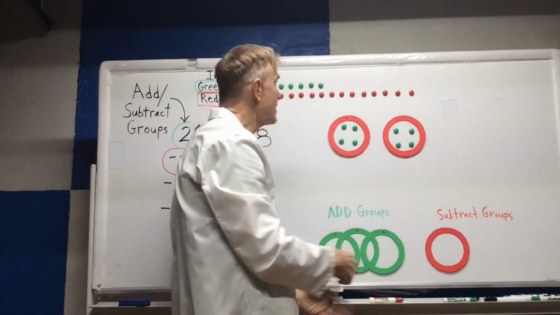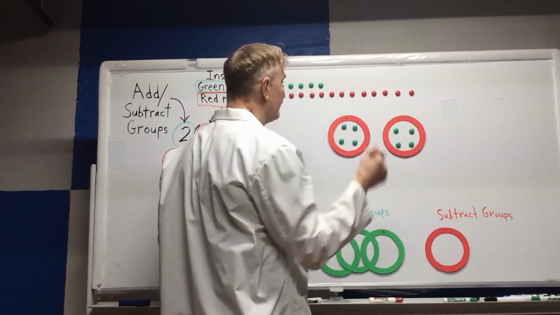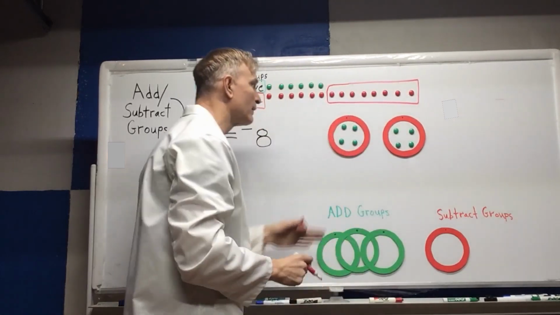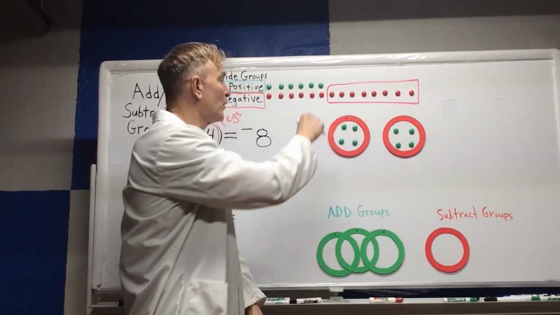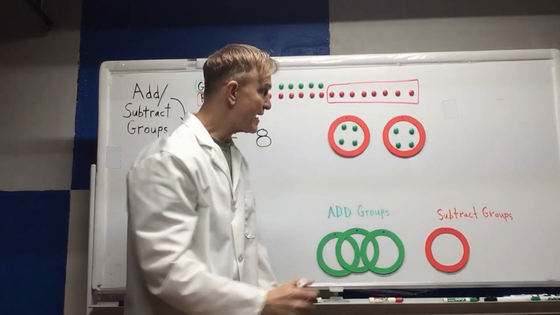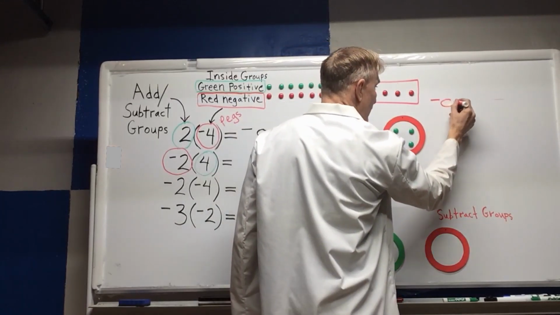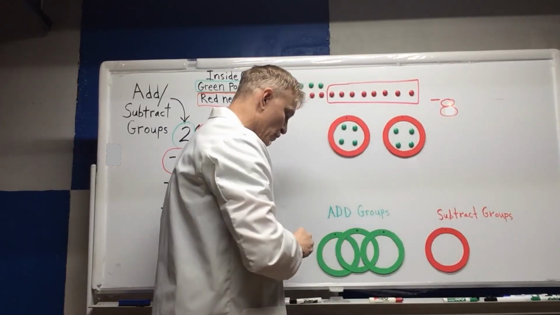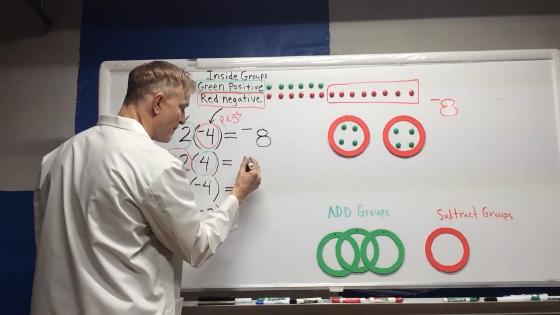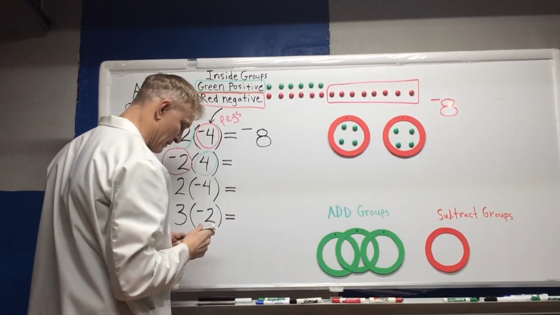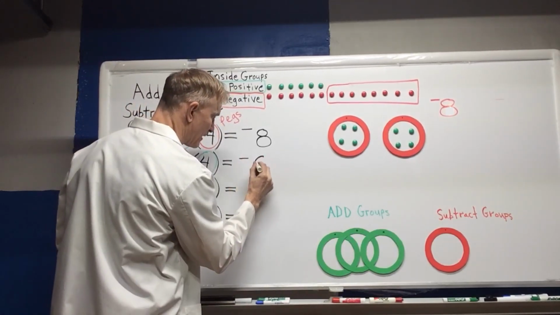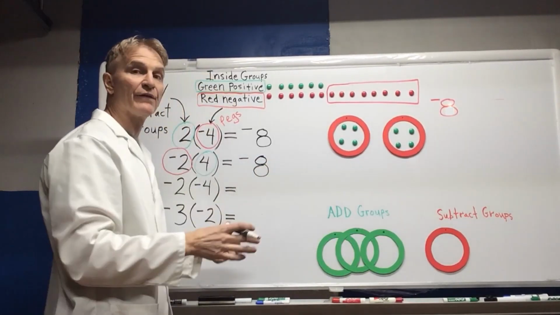These are going to go away and ultimately leaving us with an imbalance here, which is 1, 2, 3, 4, 5, 6, 7, 8 reds, which are negative, which is negative 8. Now I did that purposely because I wanted you to see that we got negative 8 in both cases, but for a different reason.